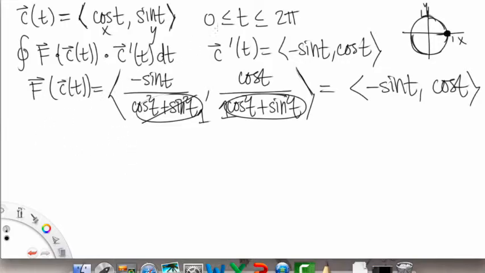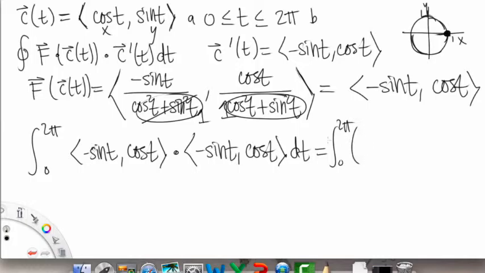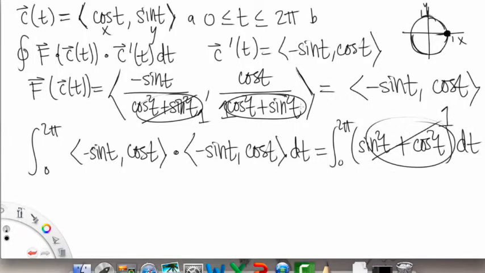So now we can plug it in, and our a is 0 and b is 2 pi. So if we plug it in, we get the integral from 0 to 2 pi of negative sine t, cosine t, dotted with c prime of t, which happens to be the same thing. So when you dot these, you have to multiply the first components. We still have our same bounds. Multiply the first component, so that'd be sine squared t, and positive, right? Because we have two negatives being multiplied, plus the product of the second components, which is cosine squared t. So this, all in all, turns into a 1.